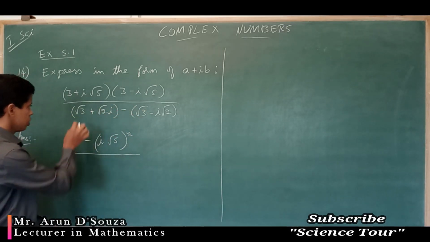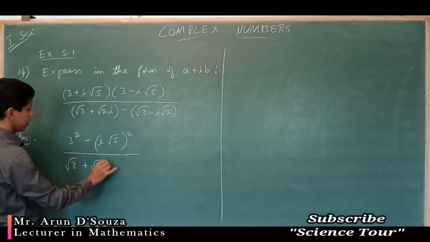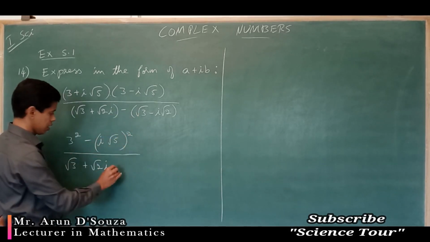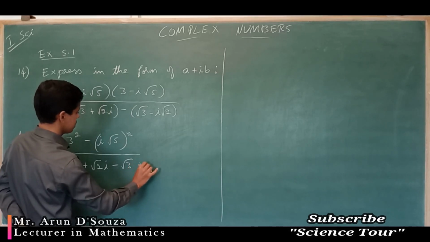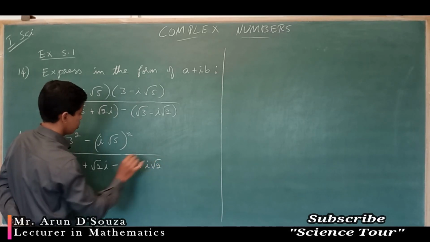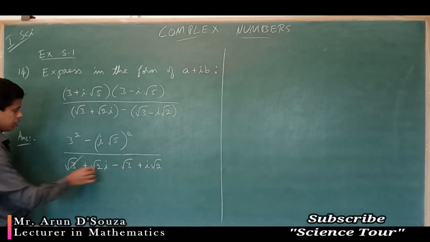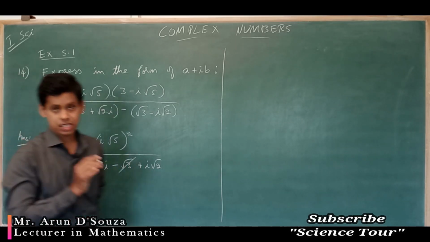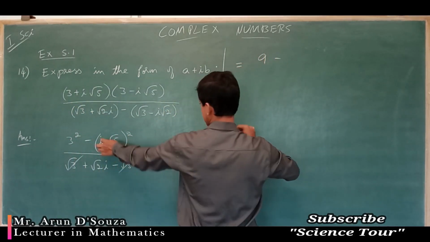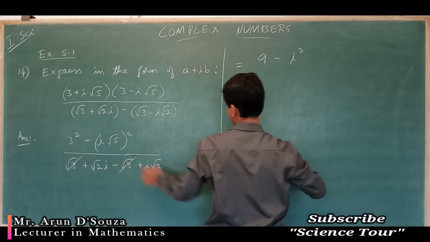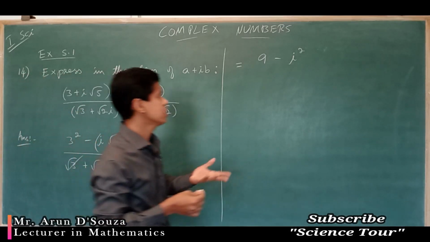Alright, so this is root 3 and this is root 2i, and multiply minus inside, so this is minus root 3 minus and minus, plus i root 2. Well, the next step you can do is add these, and these two things get cancelled. So this is 9 minus i square and root 5 whole square. So root 5 square is 5 itself.